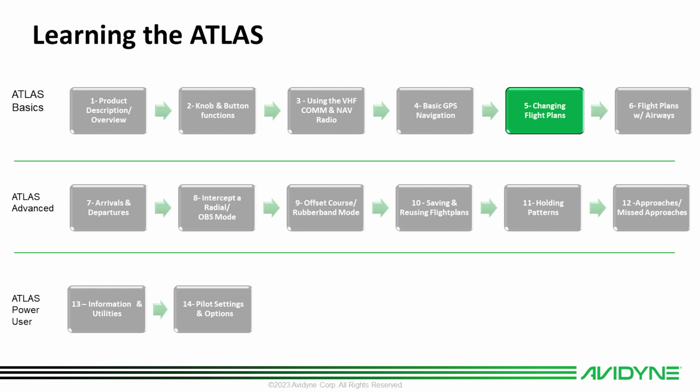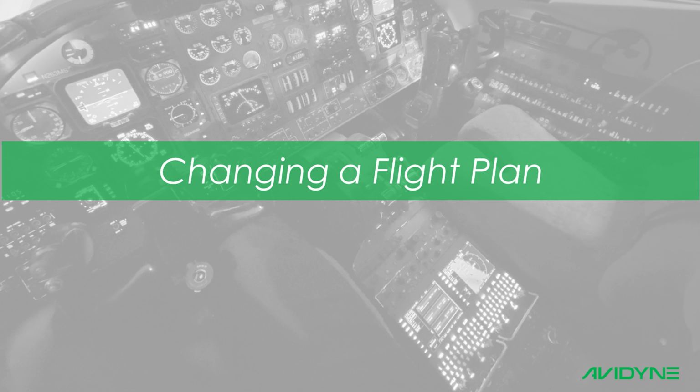This is Lesson 5, Changing a Flight Plan. Atlas makes it really simple to alter and edit your flight plans while in flight. In this lesson, we will enter a simple flight plan. Then we will show you how to go direct to a downstream waypoint in that flight plan, how to go direct to a waypoint that is not in the flight plan, how to add and delete waypoints, and how to handle a discontinuity or gap in route.